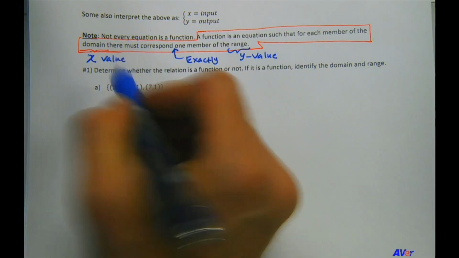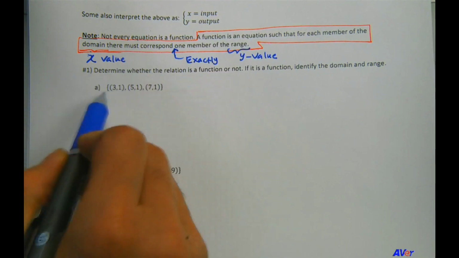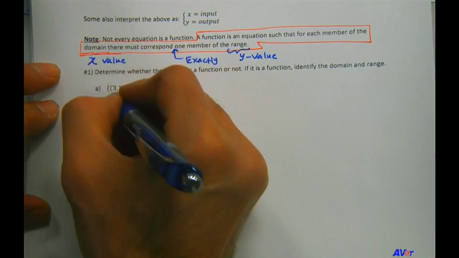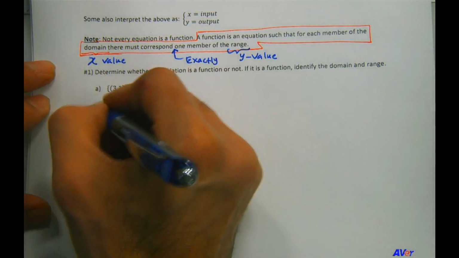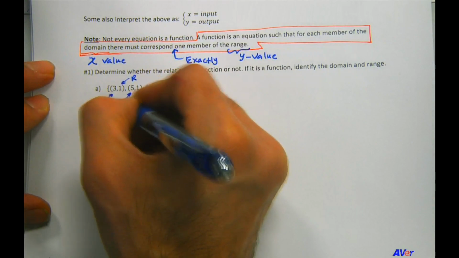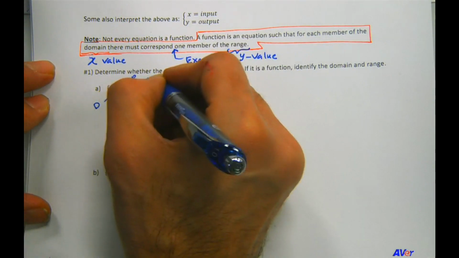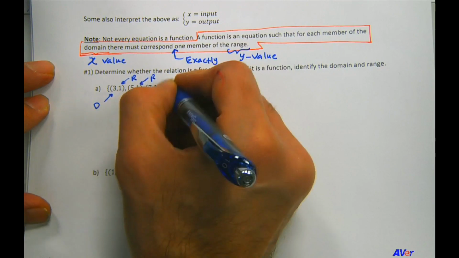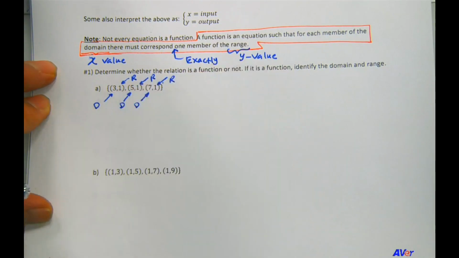So here we have the member of domain, right? So this is part of the domain. 3 is part of the domain. 1 is part of the range. 5 is part of the domain. 1 is part of the range. 7 is part of the domain. 1 is part of the range.